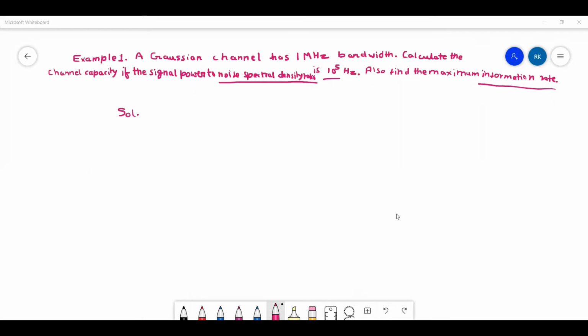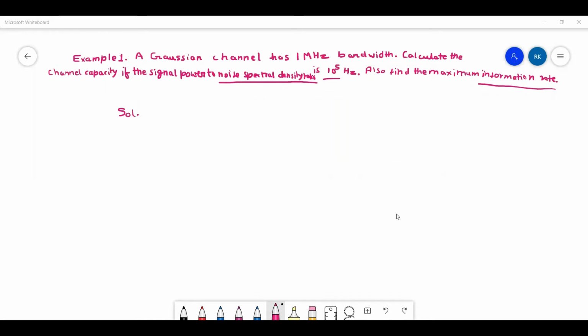Today we will do a numerical problem on the topic we have studied in the last lecture. The topic was bandwidth and signal to noise ratio trade-off. So the statement of the problem goes like this. A Gaussian channel has 1 megahertz bandwidth. Calculate the channel capacity if the signal power to noise spectral density ratio is 10 raised to power 5 hertz. Also find the maximum information rate.